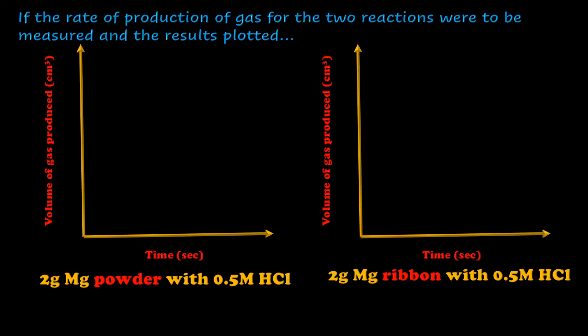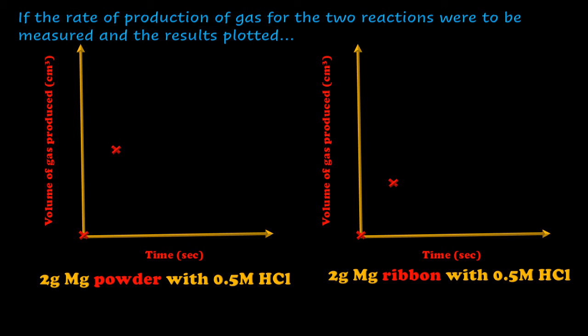We'll assume that the volume of hydrochloric acid is the same for both reactions, so that we can say that we are reacting 2 grams of magnesium on both sides with 20 cubic centimeters of 0.5 molar hydrochloric acid solution. At the beginning of the experiment, there is no production of gas, and therefore at time 0, the volume of gas produced is 0. However, as time progresses, we'll have the first plot for both curves.